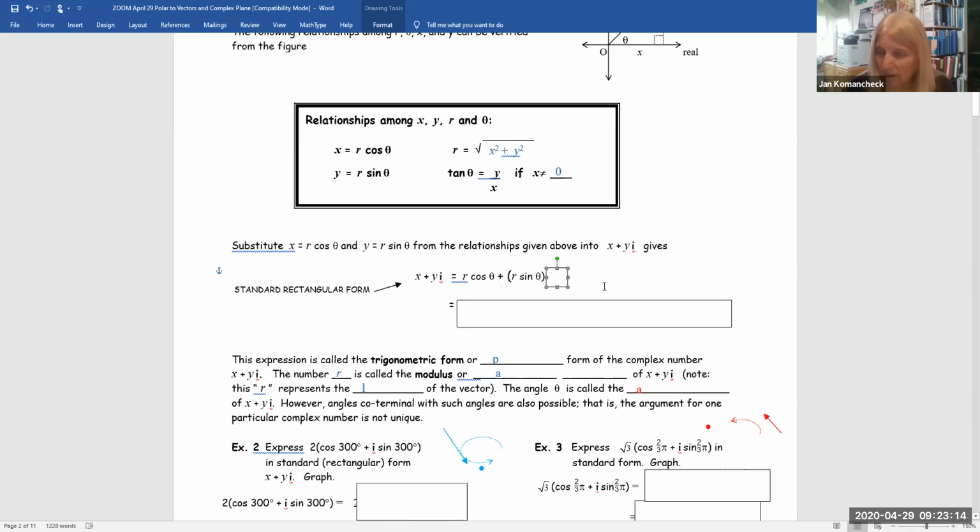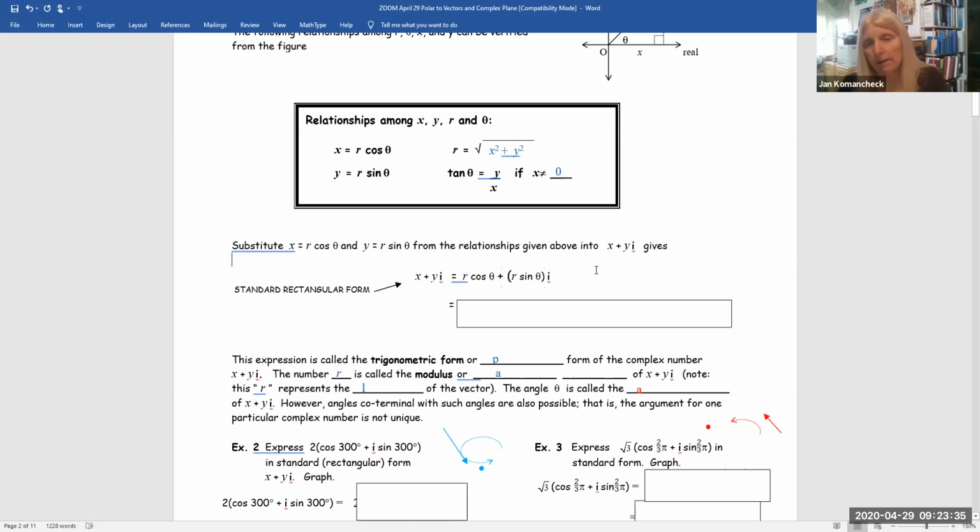There's only one little difference here. I have to make sure I include an i at the very end. So it kind of looks like a plus bi form. I need to warn you that i is not inside the angle. It's just written at the end, just like it is here.